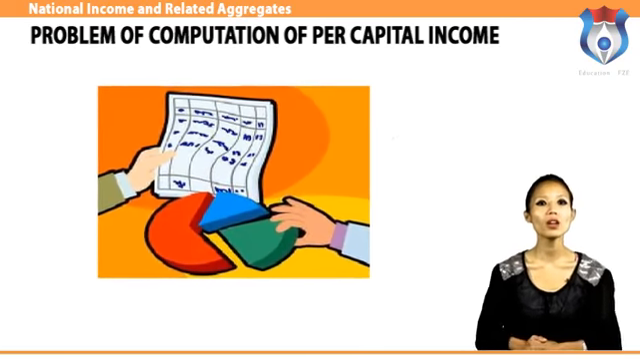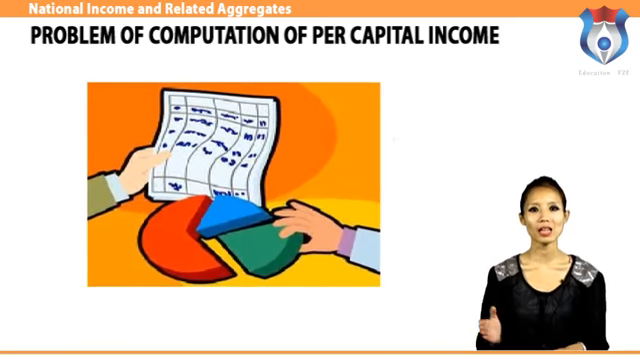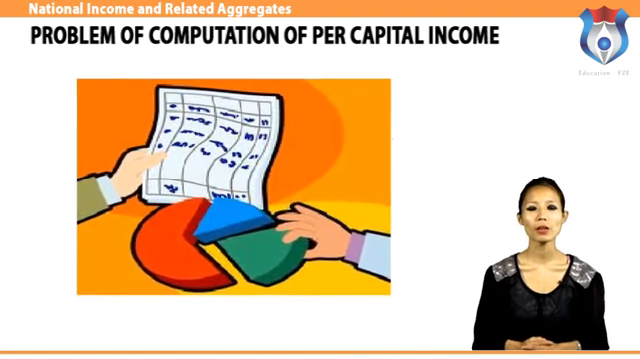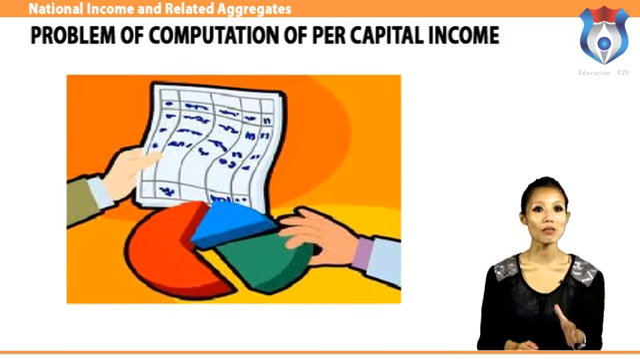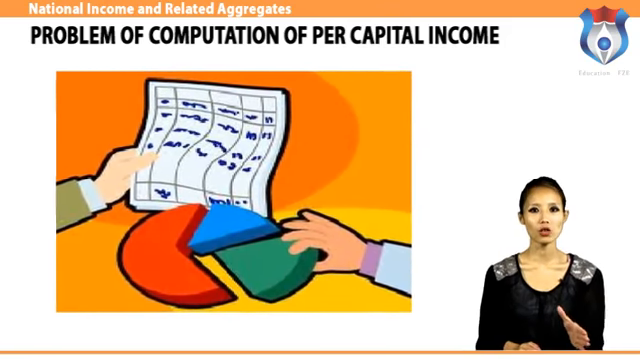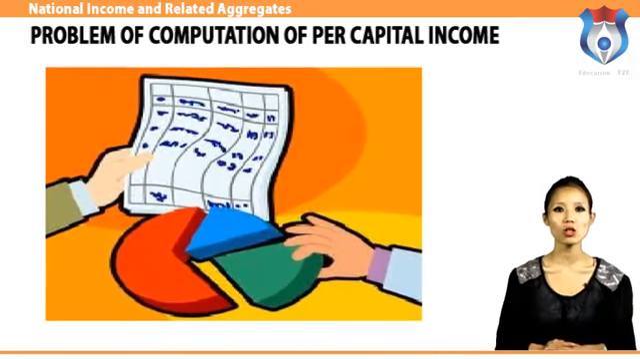Now we will move further and study the problem of computation of per capita income. How to calculate country per capita income? When country GDP per capita is calculated, it is done by dividing the nominal or real GDP by the country's population. When the GDP is adjusted for inflation, it is called real GDP.